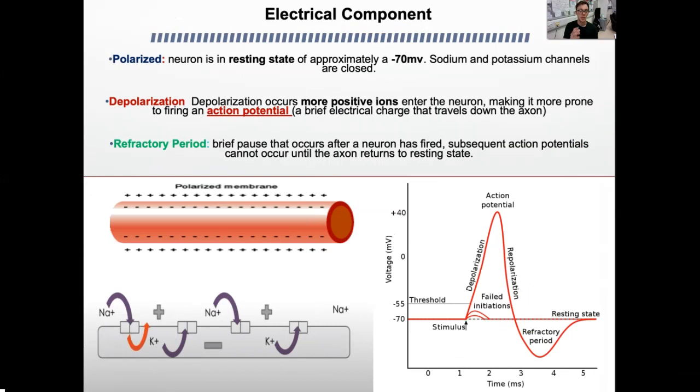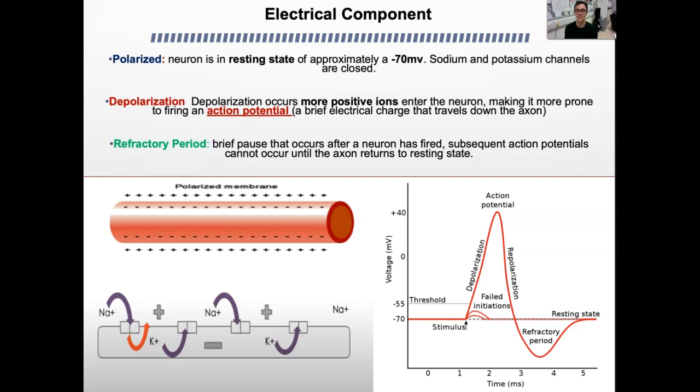So here we have the electrical component of what's going on inside of this neuron. And I have three terms up here: polarized, depolarized, and refractory period. So the polarized resting state, right, is when the neuron is in a stable, negative, inactive phase. Okay, so it's negatively charged on the inside, positively charged on the outside, right?